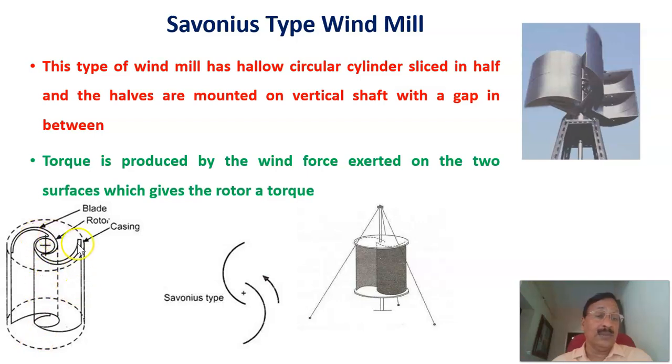We can see that these are the blades, and again this is a vertical axis type. Here one curvature is concave, the other one is convex, and because of this difference in the force falling on them, a rotation is produced. That is the Savonius type of windmill.